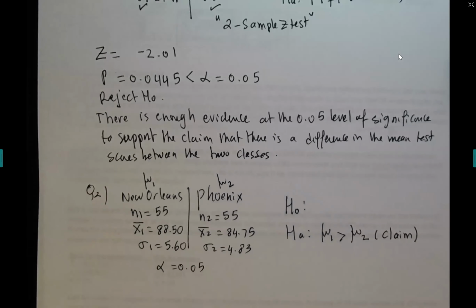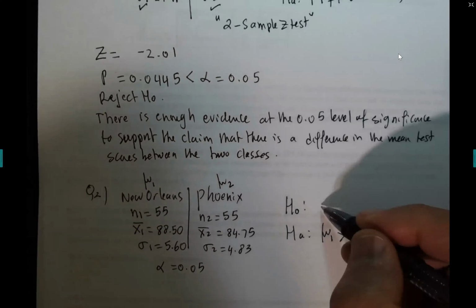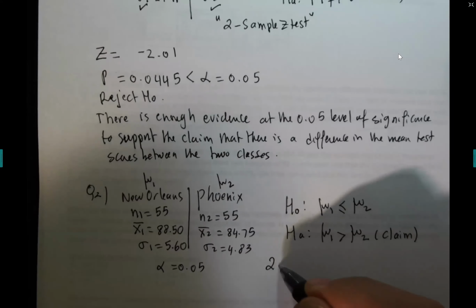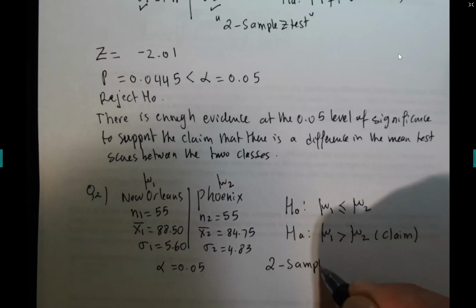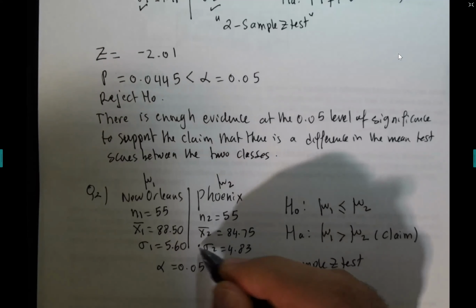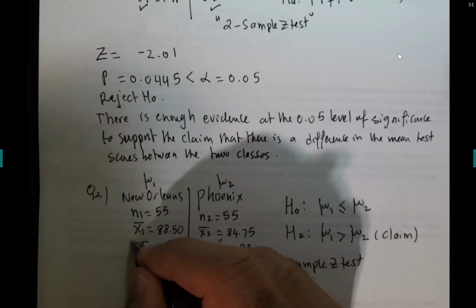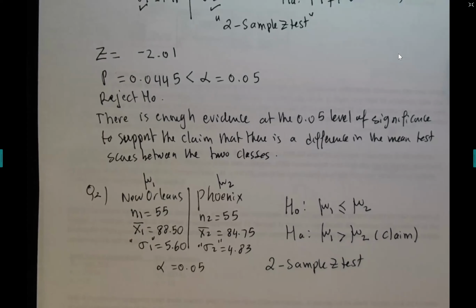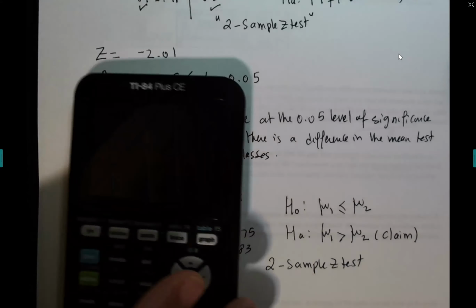That's the claim, and mu1 less than mu2. And this is a 2 sample z-test again. If you ask me again, how do I know? Look at those values. Sigma 1 and sigma 2 are known. When they are known, you must use a 2 sample z-test.